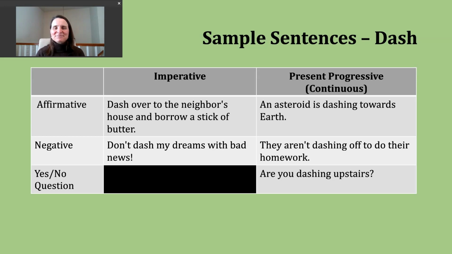Finally, let's look at making a yes or no question in the present progressive. To do this, we start with our present form of be. So again, am, is, or are.